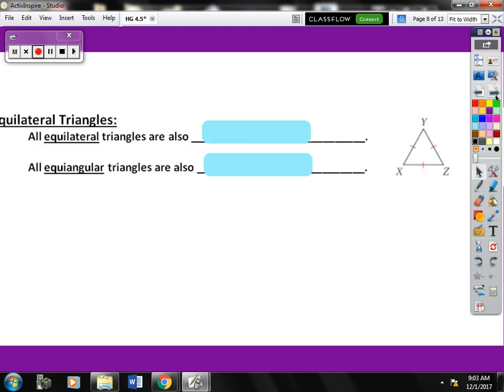All right. The last thing just talks about equilateral. And remember, equilateral triangles have three congruent sides. If something has three congruent sides, then it has to have three congruent angles, making it equiangular. And also, the converse of that is if it's equiangular, then it has to be equilateral as well. So they kind of go hand in hand.